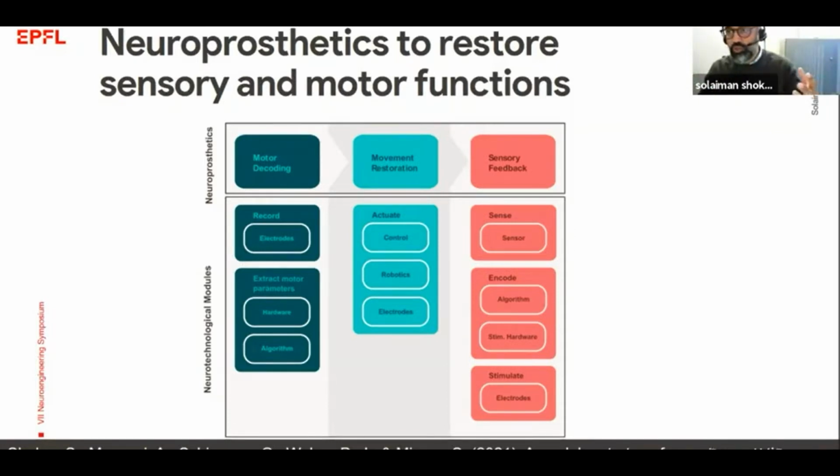And what we also start seeing very quickly here is that improvement in one of the domains could benefit many others. So if you have an improvement on the electrodes, a better signal with, let's say, higher biocompatibility, it could improve the motor decoding part, but also the sensory part, and in some cases also the motor restoration. So now we will jump into some practical examples.